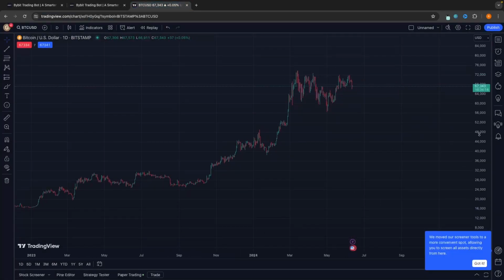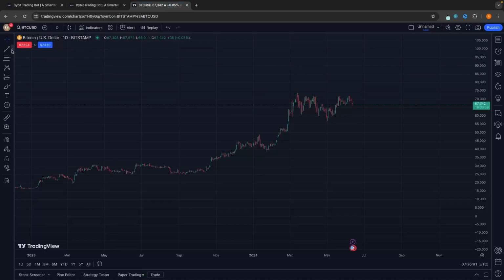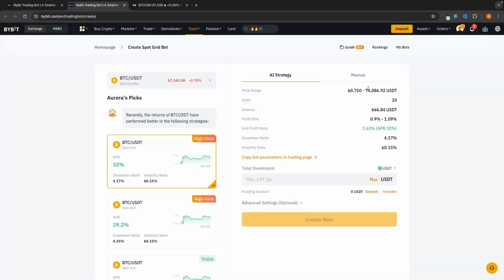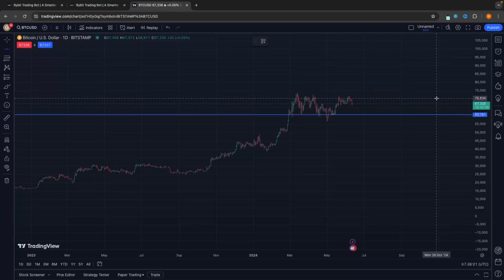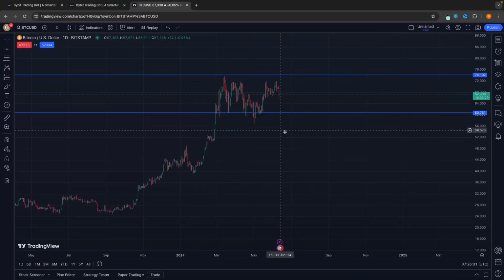So essentially the way this works, if we take Bitcoin right here, is we are going to have a price range. So we can see the price range on Bitcoin right here is between 60,750 and 74,086. So let's go ahead and mark this range in. Now this is not going to be exactly precise, but we'll put it near enough. So we have 60,000, we'll just go here, 60,761. This is the bottom range right here. And then we also have the top range of 74,000. So let's go ahead and mark this in as well. So we can see right here that this is the range that the Spot Grid is going to trade within.